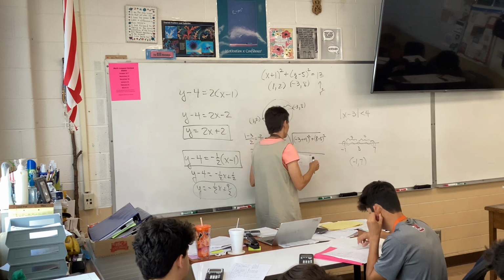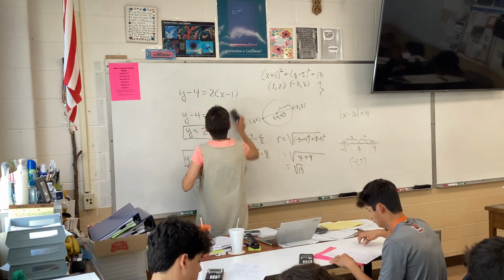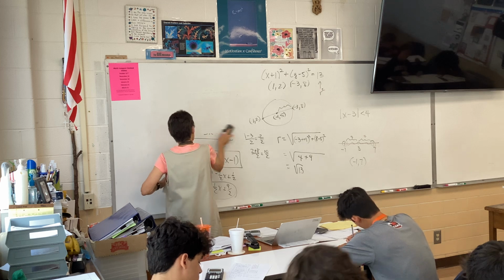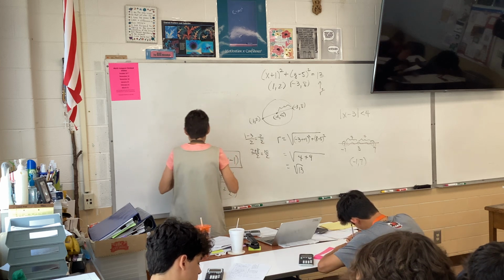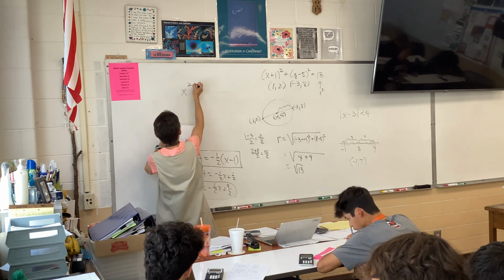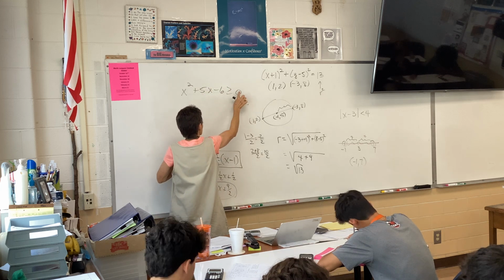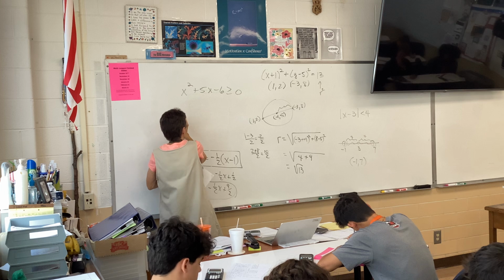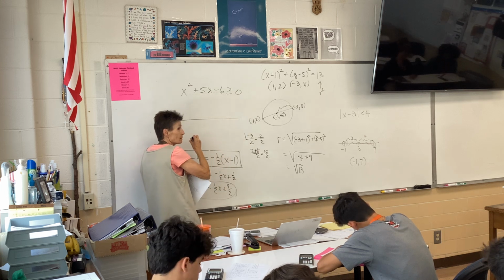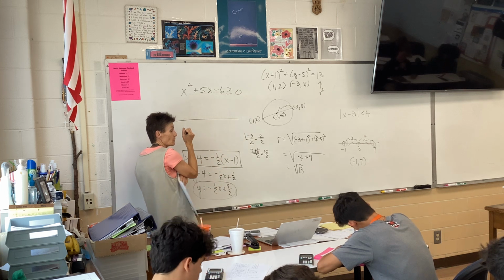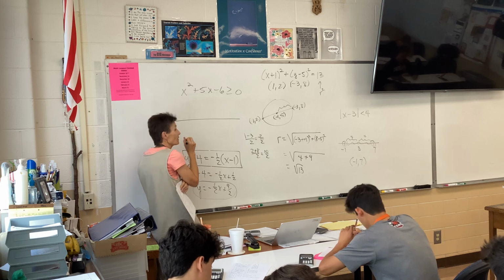Here's another one. This one's going to use a number line. Another inequality, but I'll get the dots a different way. What will I have to do to figure out where my dots go? Factor.